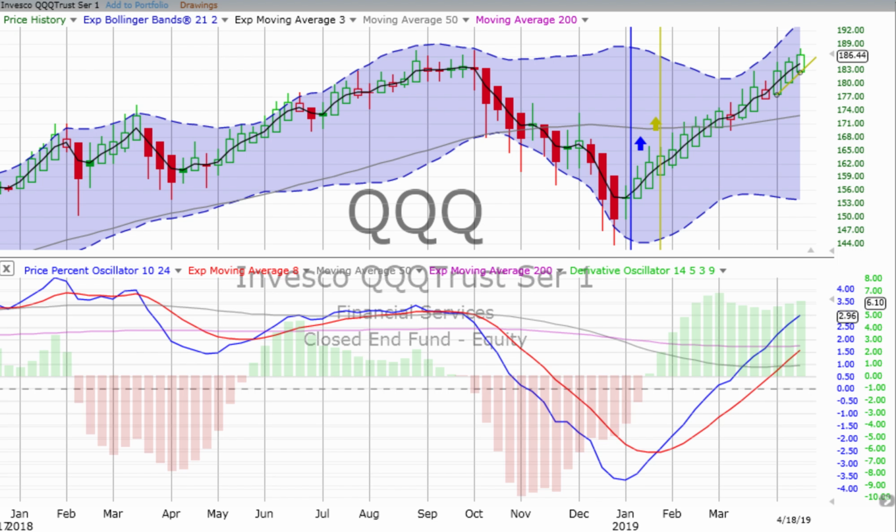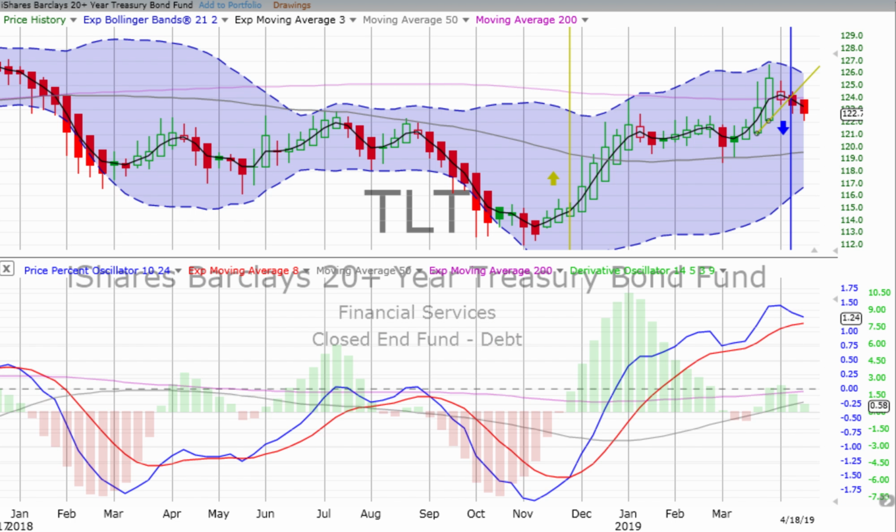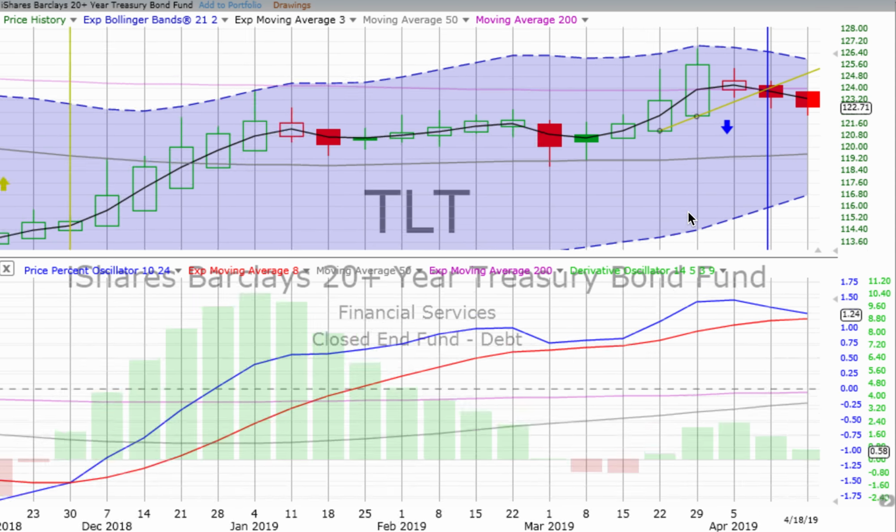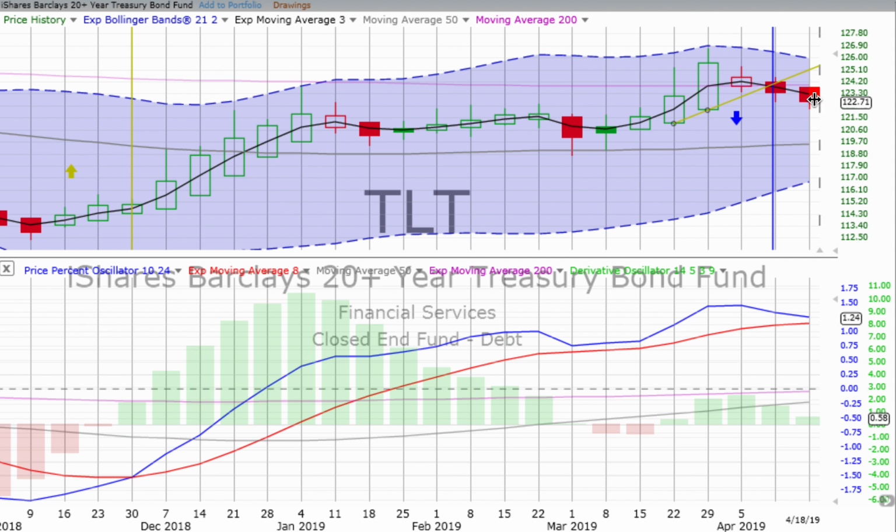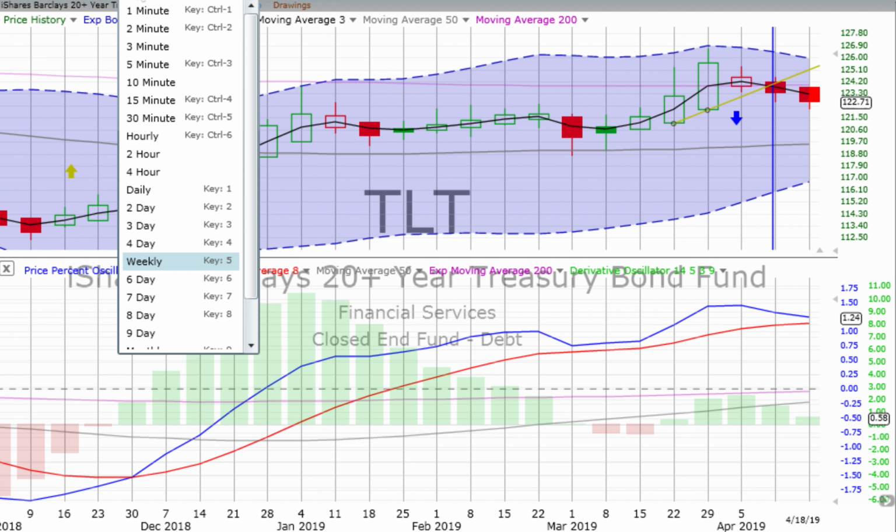Okay, now we go from stocks to bonds. Bonds up for the day also 0.52%. However, we finished the week with a strong red down candle. Again, not even a wick on top like the week before. Price percent oscillator still positive, but heading down. Derivative oscillator is still positive on bonds.